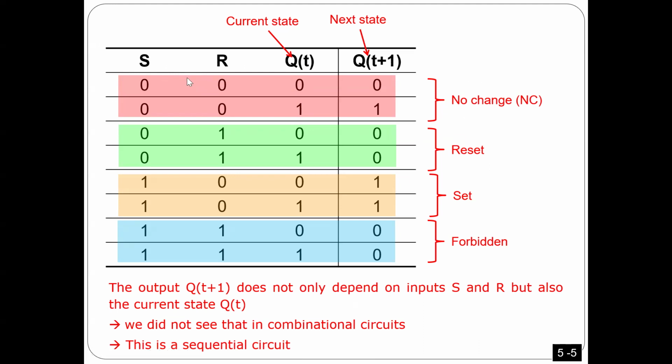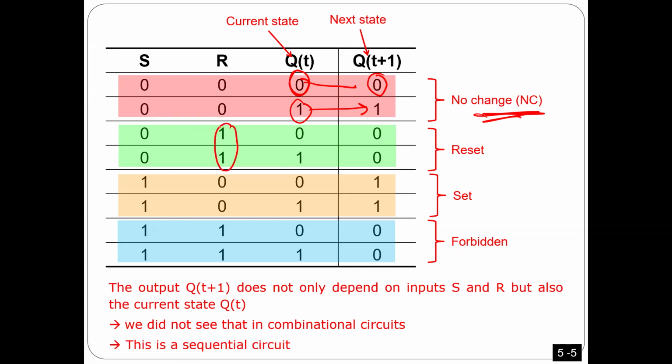So if you see here, guys, if it is 0, 0, what I told you, 0, 0 means no change, right? This is a case of no change. That means if it is storing 0, it's going to continue 0. If it is storing 1, it's going to continue 1. Because it's no change.